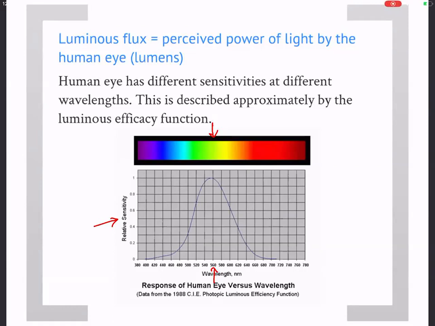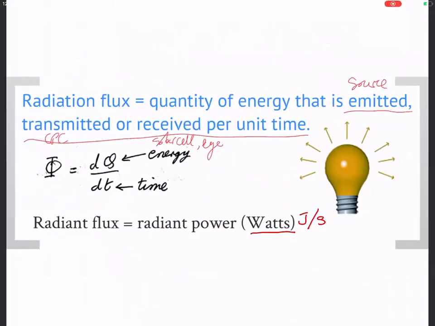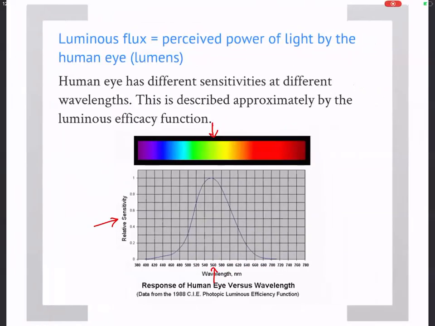Since we have different sensitivities at different wavelengths, we cannot simply rely on the radiation flux, which of course will also change with wavelength, right? This is also a function of lambda in nanometers. But this by itself is not enough, because we need to account for the sensitivity of the human eye. And this is important, for instance, when you're designing a display for a phone, or your lighting system in your kitchen, or an automobile headlight. So it's important for many, many things, obviously.